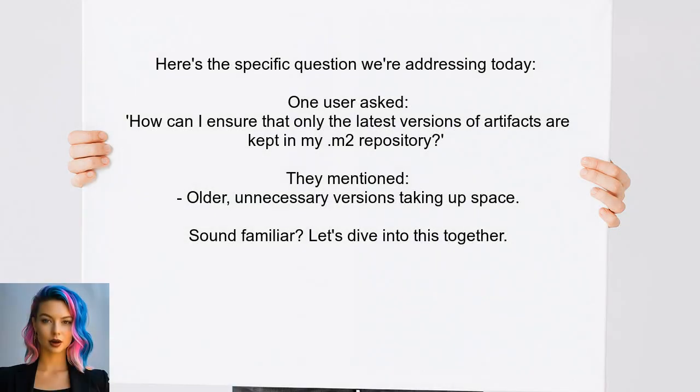Here's the specific question we're addressing today. One user asked, how can I ensure that only the latest versions of artifacts are kept in my .m2 repository? They mentioned that they see older, unnecessary versions taking up space. Sound familiar? Let's dive into this together.